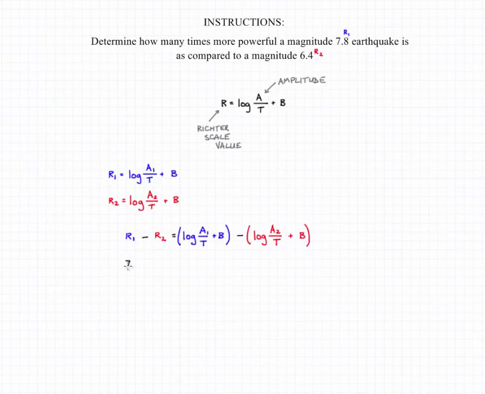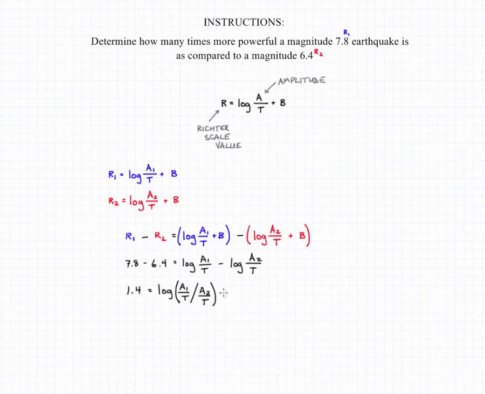So if we plug in our values for our Richter scale, we'll have 7.8 minus 6.4 is equal to the log of A1 over T minus the log of A2 over T, because the B's are going to cancel out. It's going to give us 1.4 on the left side of our equation, and the log of A1 over T divided by A2 over T.